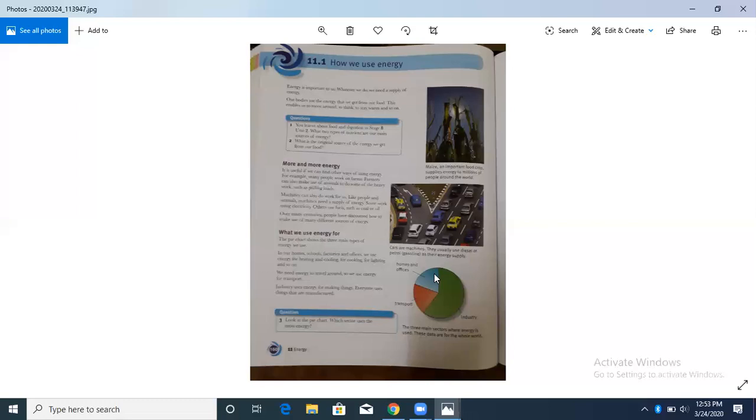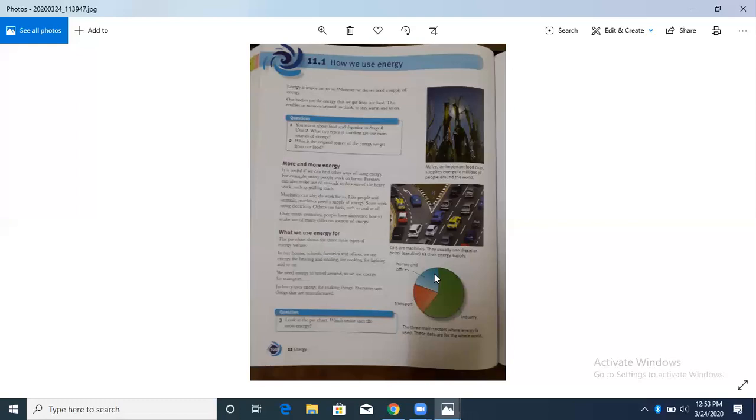We need energy to travel around. So we use energy for transport. That also, transportation, we are using in the vehicles, in the car and so on. And whatever may be transportation, whether it is through sea or through air, through road, whatever may be, everything needs energy. Maybe electrical energy or energy from fuel or any other source. Nowadays we have hydrogen fuel also. So many others, but they need energy.